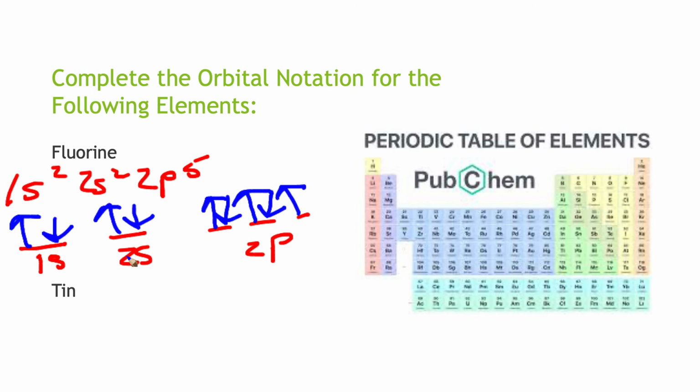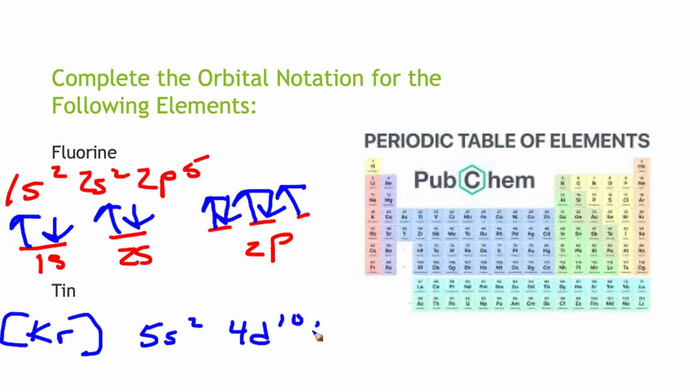Now, tin, element 50. We'll use the noble gas configuration for this. So we have bracket Kr bracket, then we have 5s2, 4d10, 5p2.